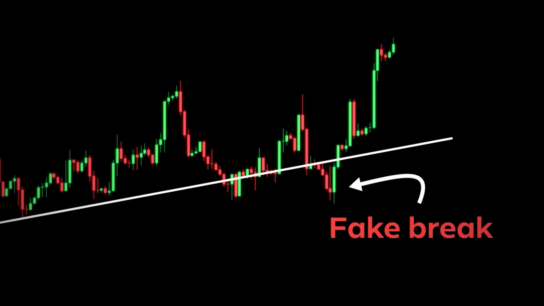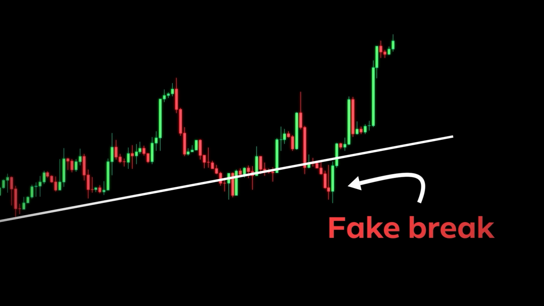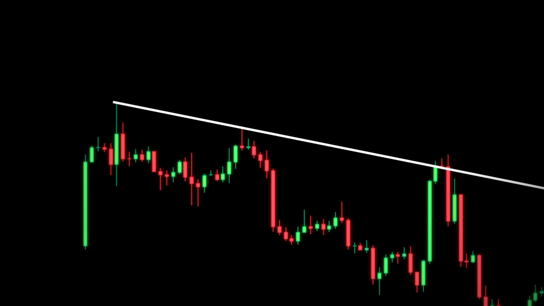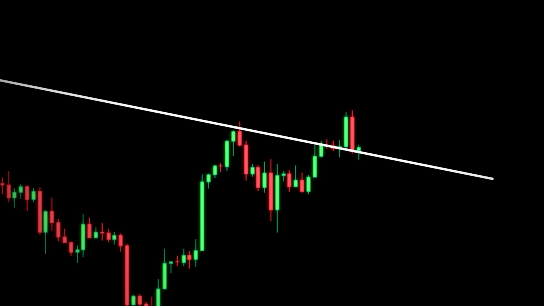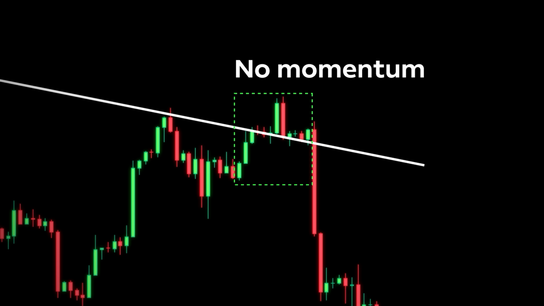And this is what we call a fake break. And being able to identify these consistently is a gold mine in trading. Price may briefly push above or below a trend line, giving the illusion of a breakout before reversing sharply. These moves often lack momentum and are made up of small, weak candles. This is how breakout traders get trapped.